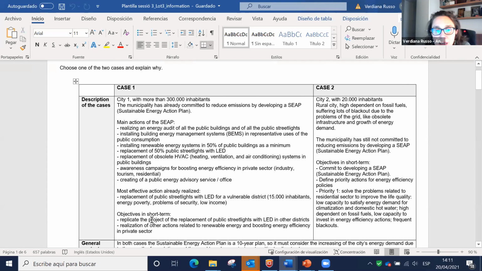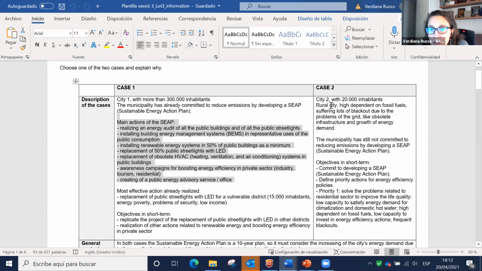It wants to replicate the project of replacing public streetlights in other districts, but it's not clear which ones and how. And it wants to realize other actions from this plan. This is case one.